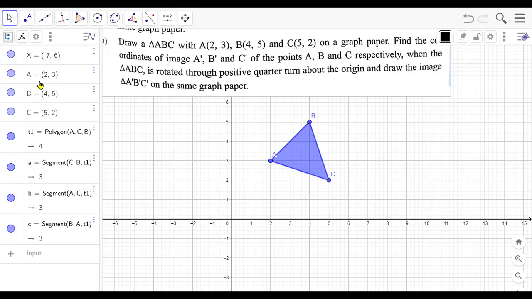Here, Mr. Yozan, the coordinate of point A is (2, 3). After rotating it by 90 degrees in the anti-clockwise direction, what will be the new coordinate? Yes, positive 90 degrees, that means anti-clockwise 90 degrees. What will be the image point of this point A? Can you guess?